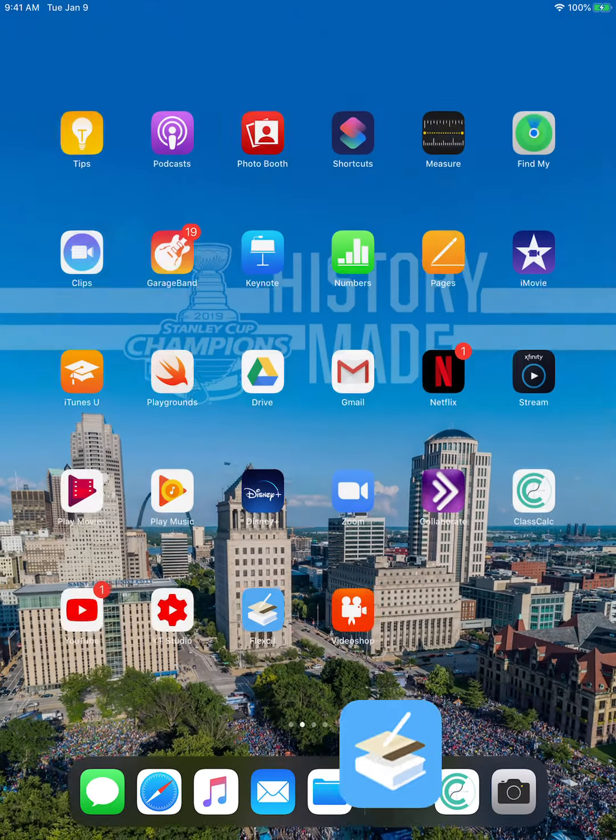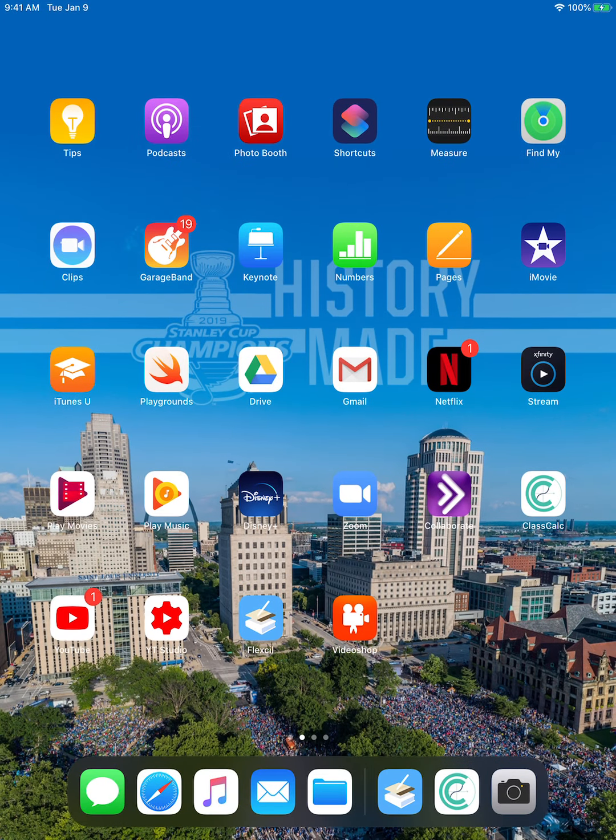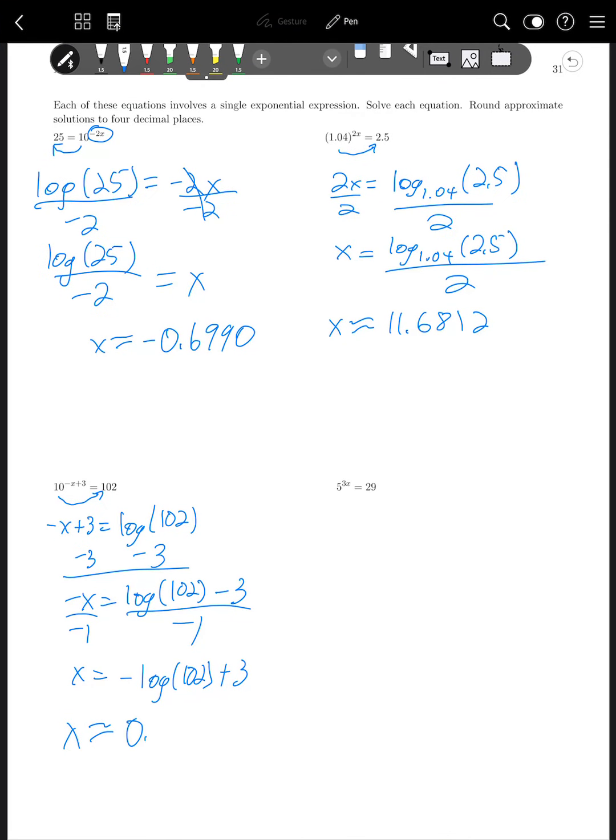And then we can put that in our calculator to get an approximation. So negative log of 102 plus 3. Sorry, plus 3. So that's 0.9914. And then the last one, move the base to the other side.